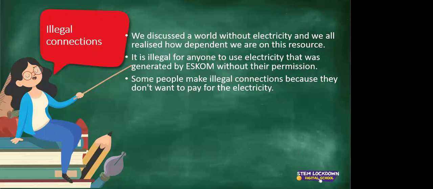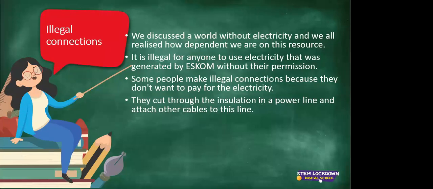Some people make illegal connections because they don't want to pay for the electricity. They cut through the insulation in a power line and attach other cables to this line. We already calculated watts, and we are aware that it is expensive to run appliances in our home. There are appliances that use up a lot of energy. Some people don't want to pay for this because it is so expensive, so they would rather cut through the insulation of the power lines and attach their own cables, just so they can make use of the electricity.